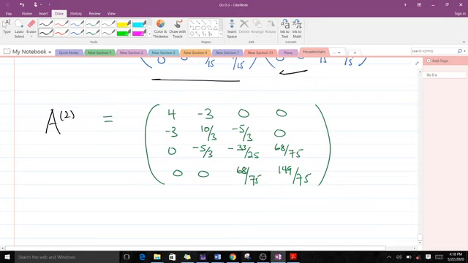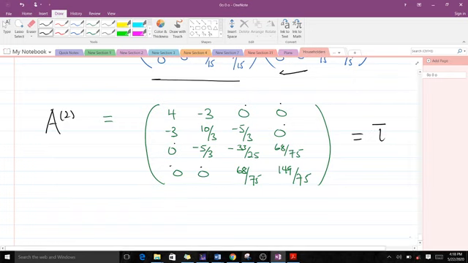So you realize that now we have a tri-diagonal system because we have 0 here, 0 here, and 0 here, 0 here, 0 here, and 0 here. So this happens to be our tri-diagonal matrix that we were looking for. So you could see that with the algorithm for the Householder, we've been able to transform our symmetric n by n matrix, 4 by 4 matrix, into a tri-diagonal matrix.